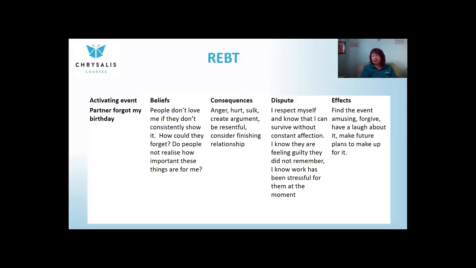So depending on the individual messages and beliefs this person has taken on board in their early years, they will still hold these beliefs. These beliefs will come up for them. And so, if the partner forgot my birthday, it's automatically, he doesn't love me. The consequences of that could be anger or hurt. They could sulk, they could create an argument, or just hold on to resentment, or even consider finishing the relationship.